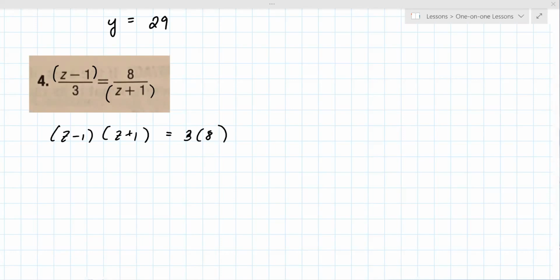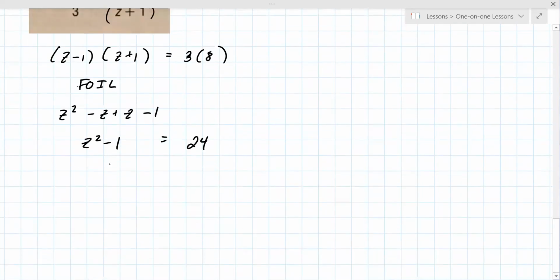So here on the left, when you FOIL this, hopefully you remember how to do that. It's first, outer, inner, last. You end up getting z squared minus z plus z minus 1, or z squared minus 1 equals 24. You move that 1 over, you add 1 to both sides, so z squared equals 25. When you take the square root, it's plus or minus the square root of 25, which is z equals plus or minus 5.